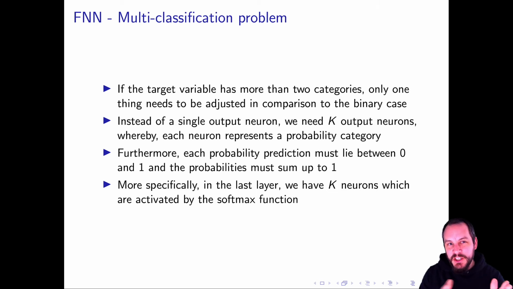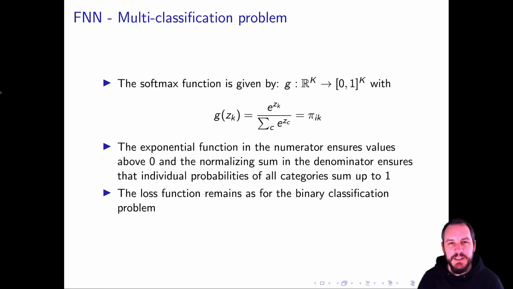And now in addition, because we again have disjoint categories, the sum of all the probability predictions for a single observation needs to sum up to 1. So that is why we use a different activation function, compared to the binary classification problem, which you can see here. It is the so-called softmax function.